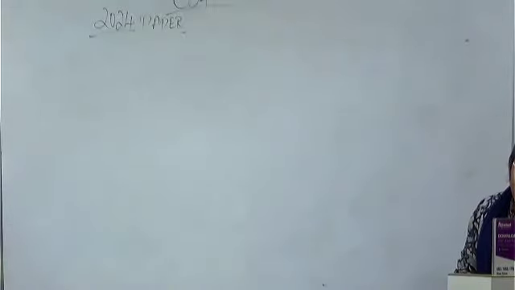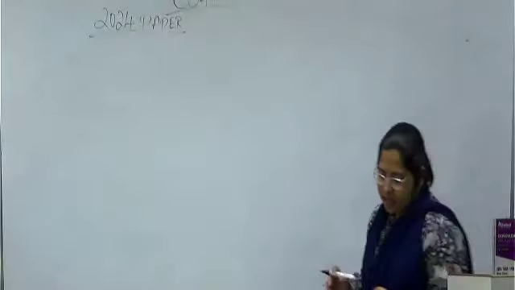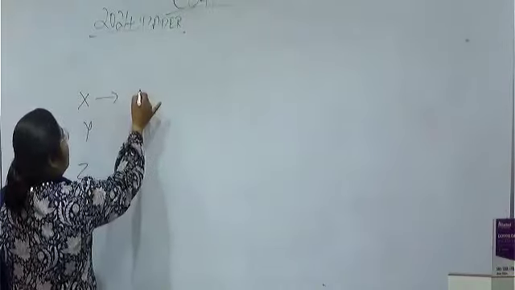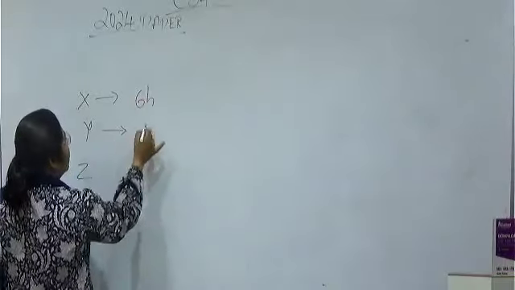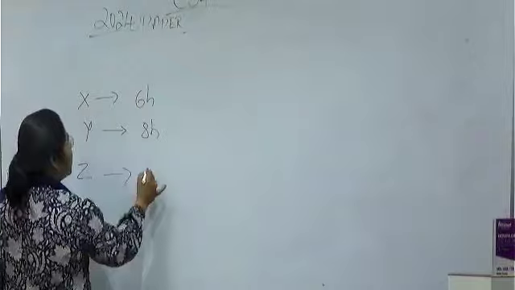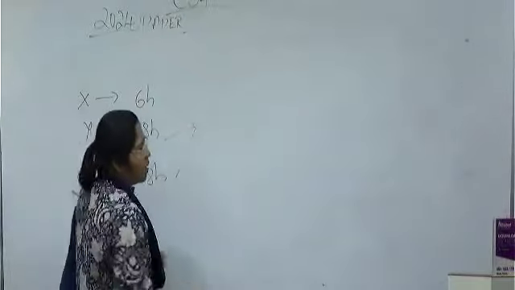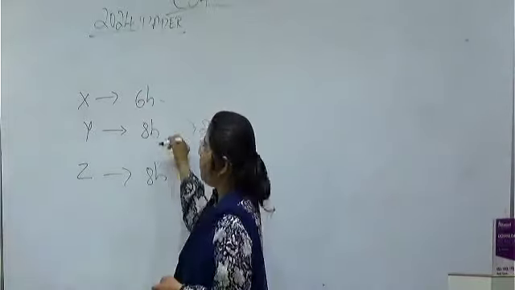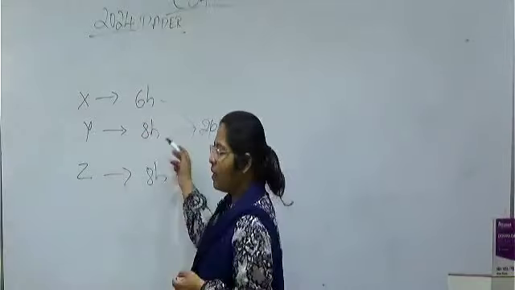X, Y, Z can complete a piece of work in 6 hours, 8 hours, and 8 hours. Yes or no? Very easy question it is. X is completing in how many hours? 6 hours. Y is completing in 8 hours. And Z is completing in 8 hours. What is the LCM of this? 24. It should be divisible by everything, no? 24 is divisible by 6? Yes. By 8? Yes. By 8? Yes.